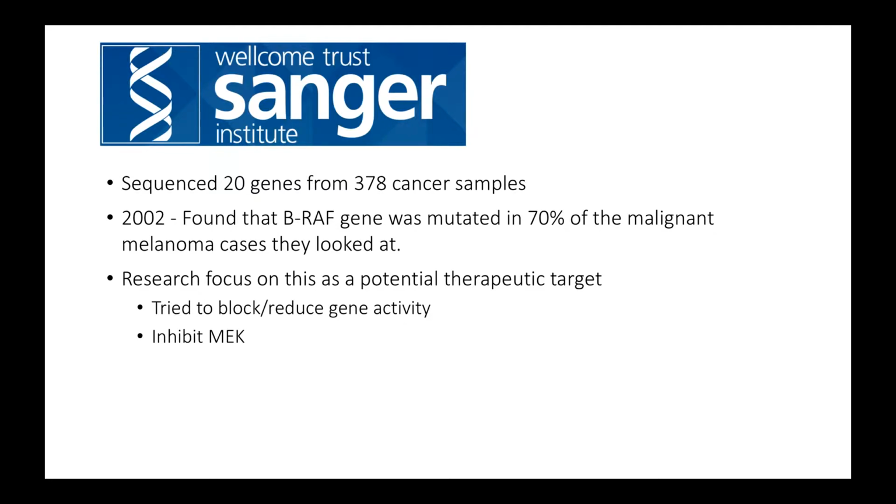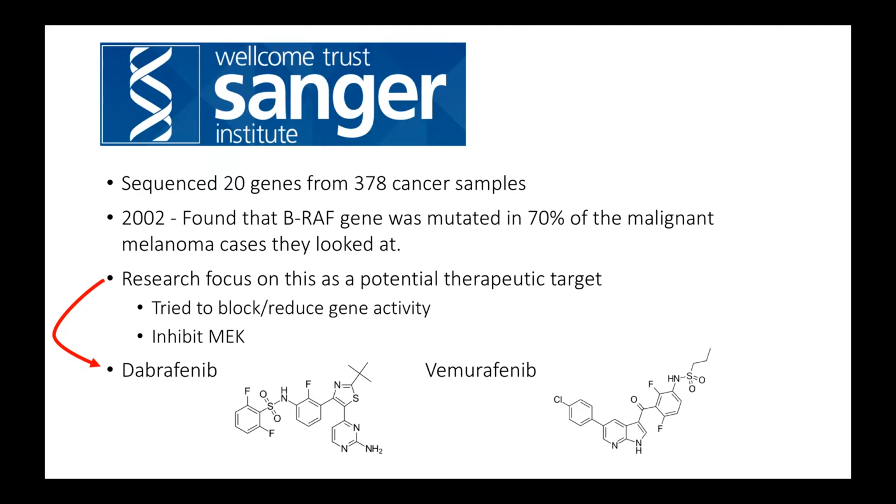Research since then has tried to block and reduce its gene activity, and inhibit MEK, which is a protein that becomes overproduced from the BRAF mutation. Eventually, research led to the development of treatments that went to clinical trials. These clinical trials produced two drugs, dabrafenib and vemurafenib. Recently, the FDA has approved these drugs as treatment for late-stage melanoma. Both drugs inhibit an enzyme associated with BRAF, allowing for treatment of its cancerous activity.